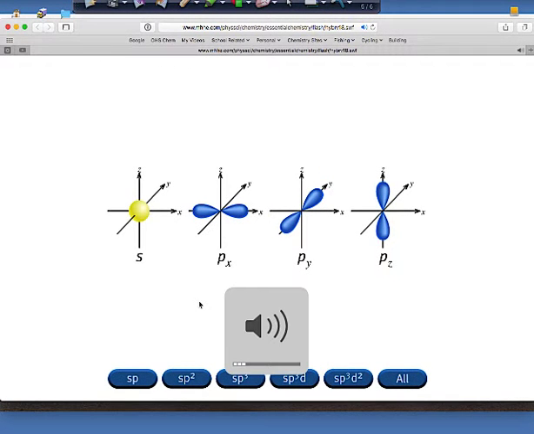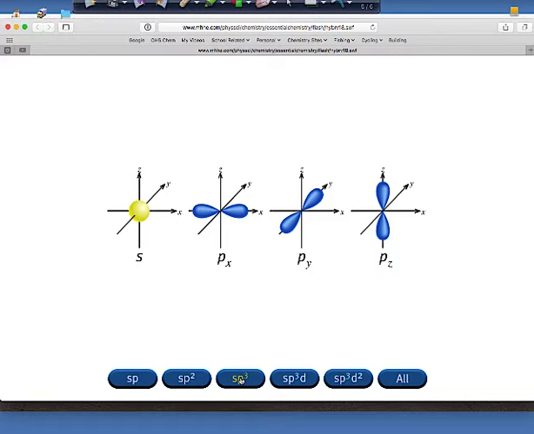In the 1930s, Linus Pauling introduced the concept of hybridization. So guys, we understand that we have the s and the 3 p orbitals. And notice down here we have the option of selecting each of the different types of hybridization. So for example, let's go with the safe choice, sp3.